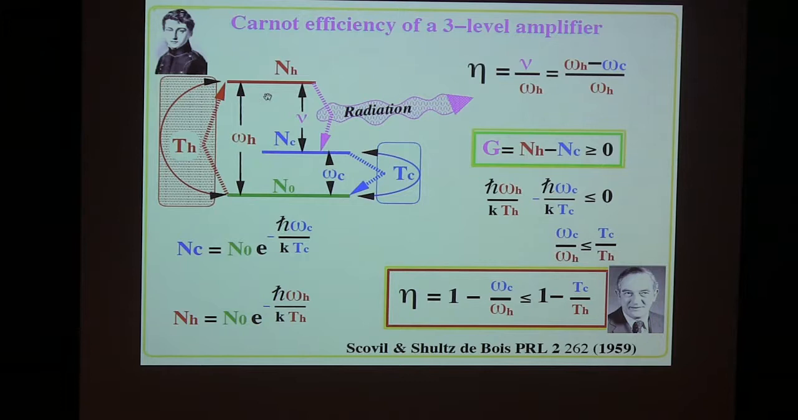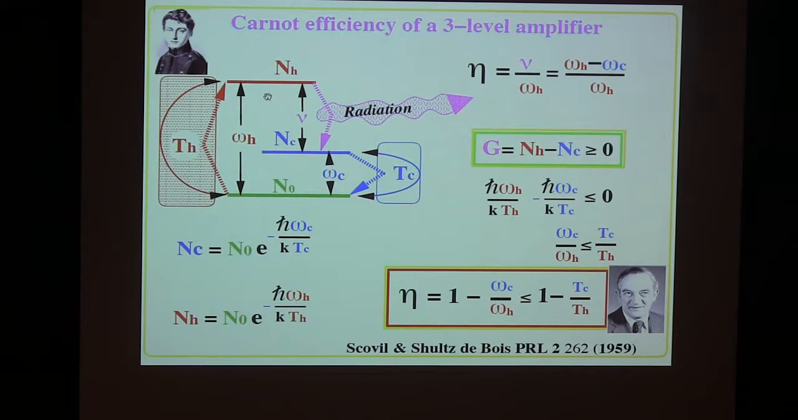Here's a three-level laser. Let's look at how it works. I have two levels here connected to the hot bath. These two levels are connected to the cold bath. And I have Boltzmann statistics between these two levels, so let's say N_H is what I have here, and if I look at the energy levels here, N_C is what I have here, this Boltzmann factor. What we know is that if this is going to work as an amplifier, we need gain, or positive gain, we need population inversion between these two levels. So this is a condition that we need for this to work as an amplifier.